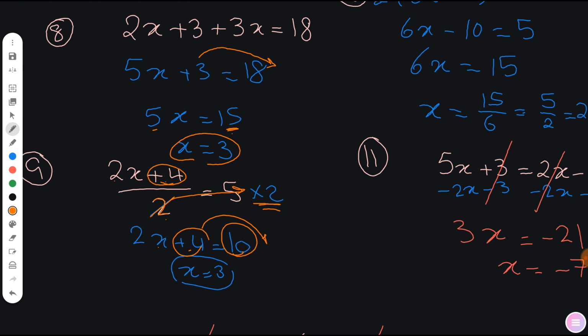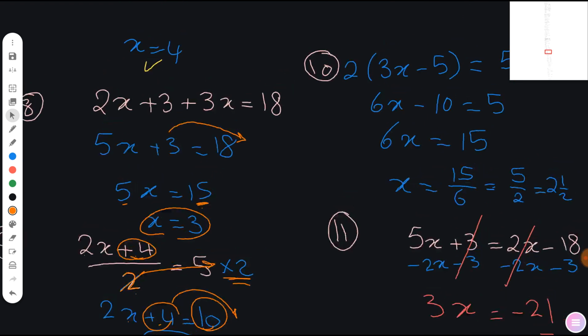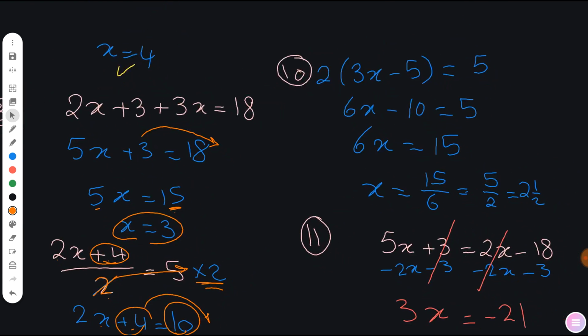In this example, we have brackets to expand before we solve. So this will be 6x, this will be negative 10 equals 5. We will send this to the other side, 15. So 6x equals 15, x equals 15 over 6, which is 5 over 2. You can put it in the simplest form as a mixed number, 2 and 1/2.